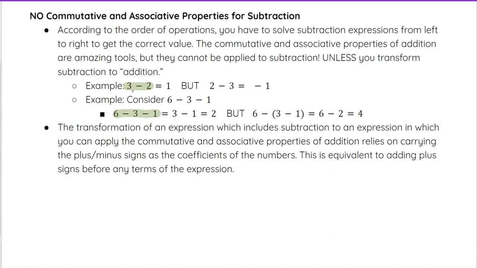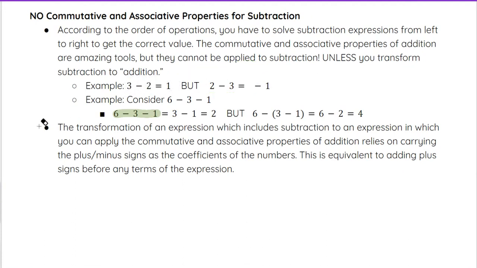I just want to point out 3 minus 2 is 1. But I can't just switch the 3 and the 2 to get 2 minus 3 and get the same answer. 2 minus 3 will be negative 1. Negative 1 and 1 are not the same answer. And so that shows me that unfortunately I cannot use the commutative property because I can't just switch the order with subtraction.